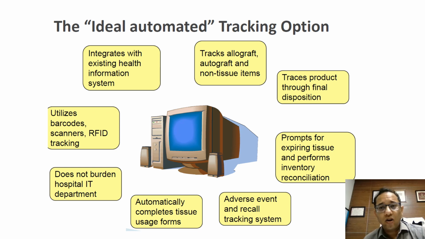So coming to what is the ideal automated tracking option: it integrates with the existing health information system. It tracks allograft and autograft and non-issued items, traces product through final disposition, prompts on expiration, adverse events and recall tracking, automatically completes forms, does not burden the hospital IT, and utilizes barcode scanners, RFID, etc.